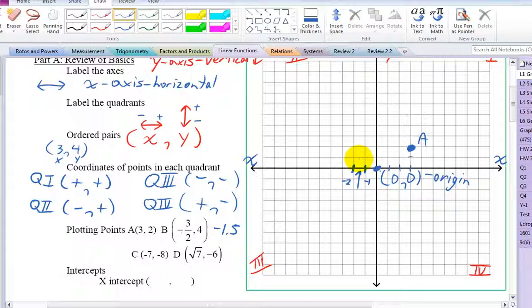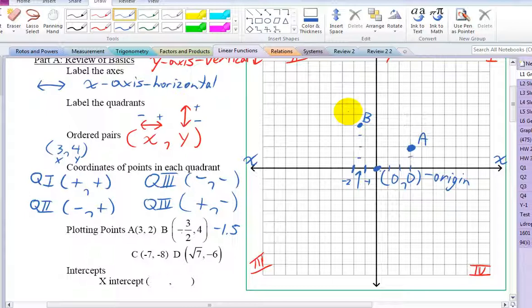And we count up 4. 1, 2, 3, 4. So right here is our point. We put a dot, and we'll label it with the letter B. And so there's point B. It's not on the corner of a grid because one of the numbers is not a whole number. So you can plot decimals and fractions on this grid all you want.